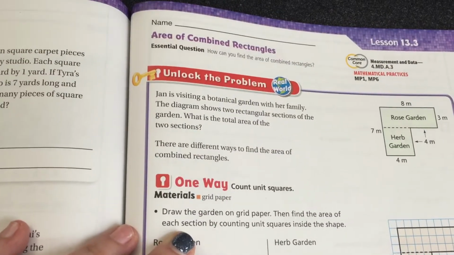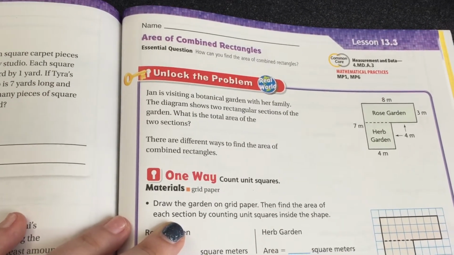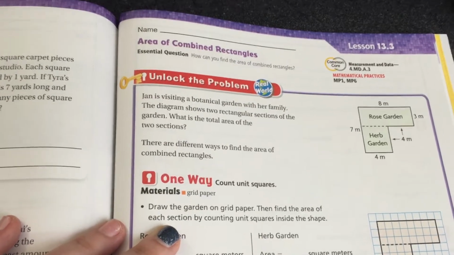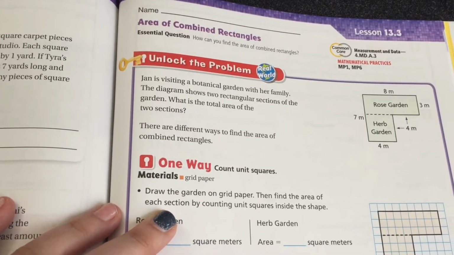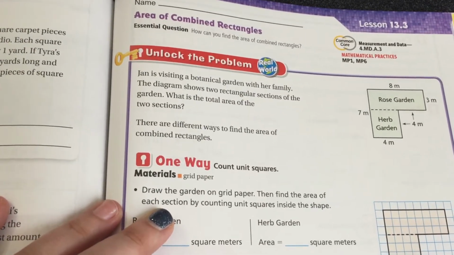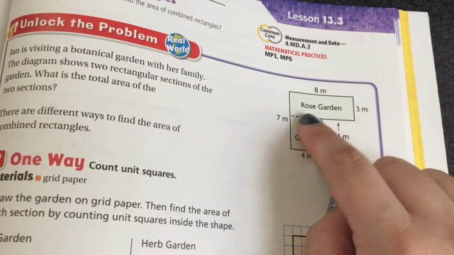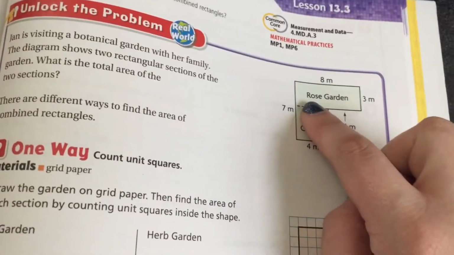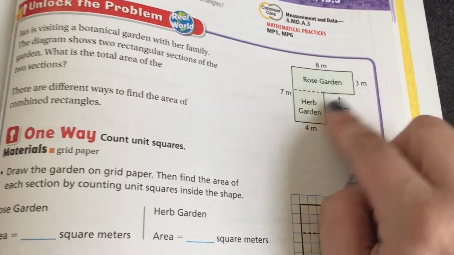It says, Jan is visiting a botanical garden with her family. The diagram shows two rectangular sections of the garden. What is the total area of the two sections? There are different ways to find the area of combined rectangles. So at the garden, it looks like the rose garden is this rectangle right here, and it measures 8 meters by 3 meters.